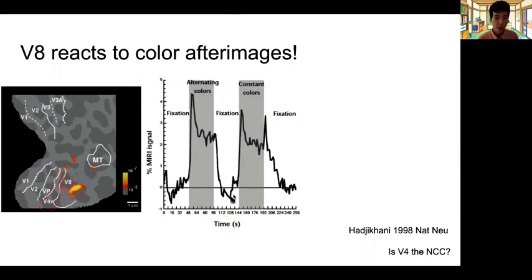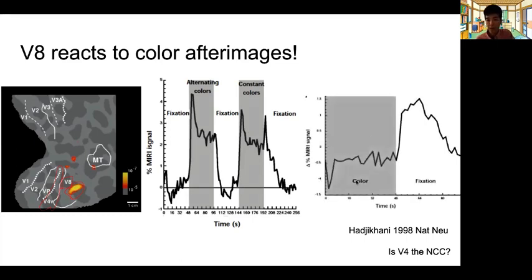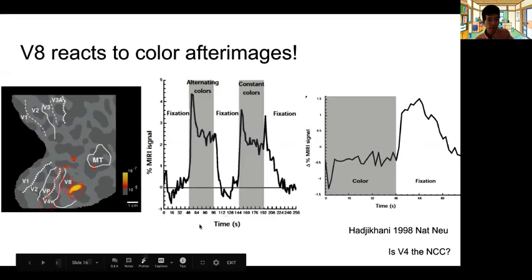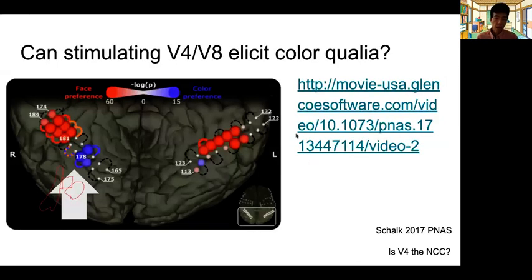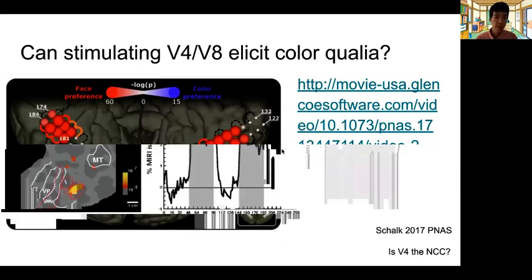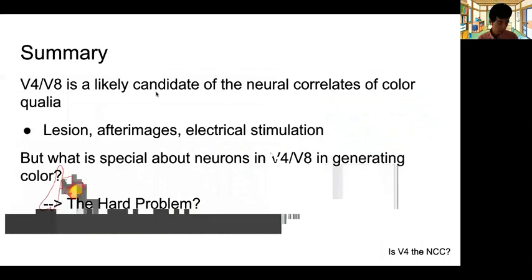the baseline. On the other hand, if the same duration of exposure to a constant color was followed by the gray fixation, then there is a huge response at the offset of this stimulus, corresponding to our own color afterimage. And when they averaged all these responses and subtracted the fixation for these two situations, they found that V8 responds significantly at the onset of this color afterimage induction. So that's one piece of evidence for V8's involvement in color experience.